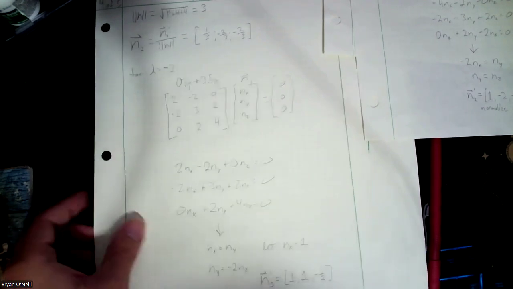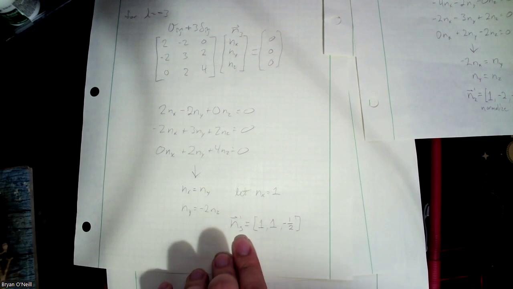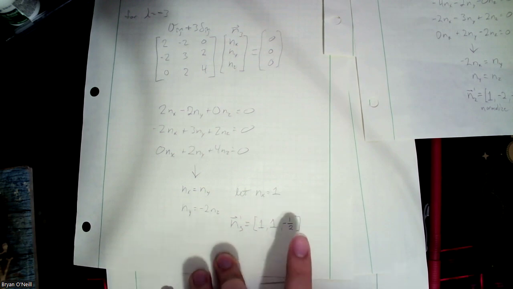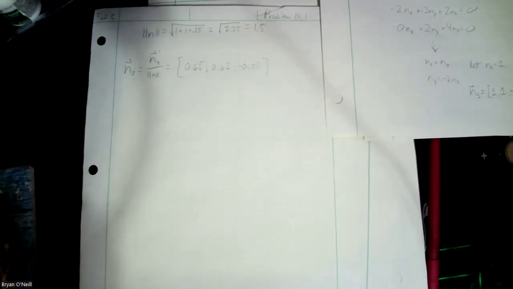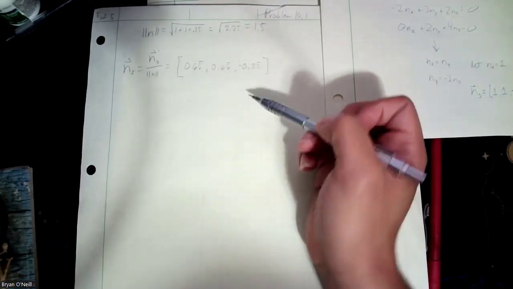Anyway, repeating the process one more time, we eventually get down to our non-unit eigenvector, which is 1, 1, and negative 0.5. And then we divide it again by our magnitude, which is once again 1.5. The camera's having a hard time with this. And so our final eigenvector, which might be hard to see here, is 2/3, 2/3, and negative 1/3. Thank you very much.